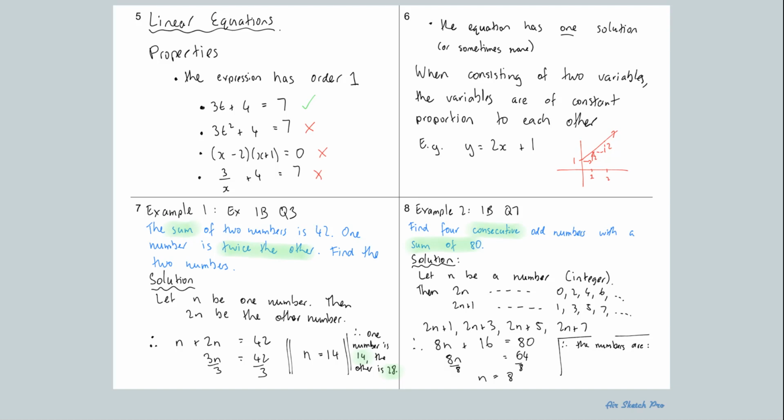So n is equal to 8. If I look at the first odd number, it's going to be 2n plus 1. So 2 times 8 is 16, plus 1 is 17, and then I can work out the rest just by using logic: 17, 19, 21, 23. If you really want to, you can substitute in to make sure that 2n plus 7 would give us the right answer, but that's basically it.